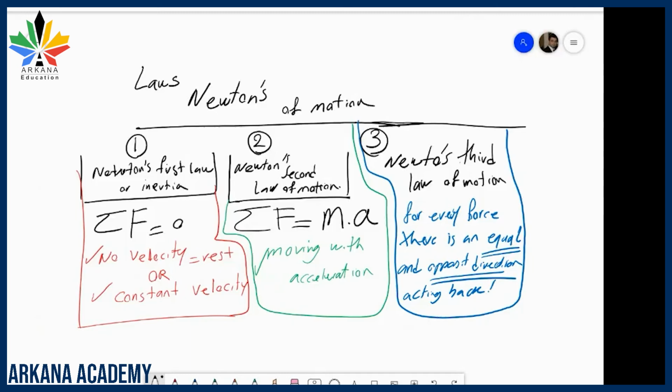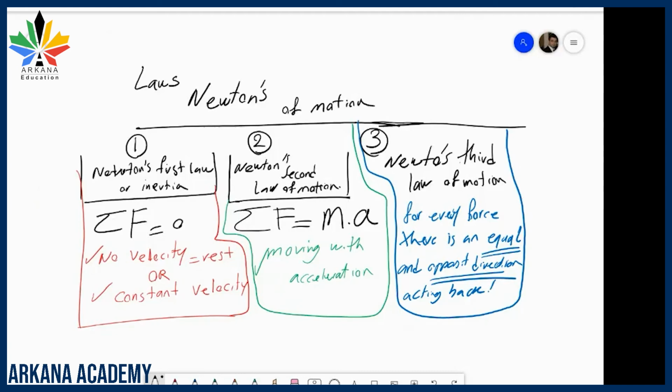Now, another type of movement was when the object is moving with an acceleration. For example, an airplane moving in the air with an acceleration, or a car moving with an acceleration, or you running with an acceleration. All those motions do not fall under the first category or law of inertia. They fall under Newton's second law of motion, which says that if an object is moving with an acceleration, the combination of all the forces acting on that object must be equal to the mass of the object times the acceleration.